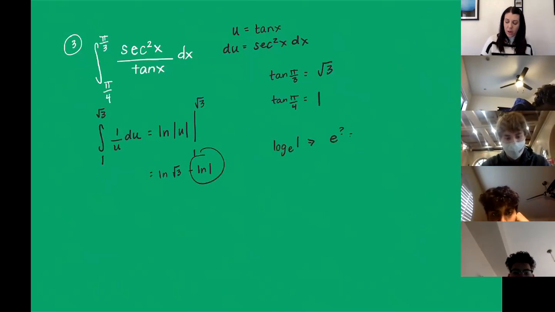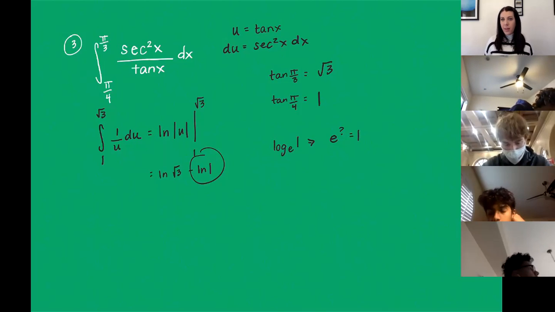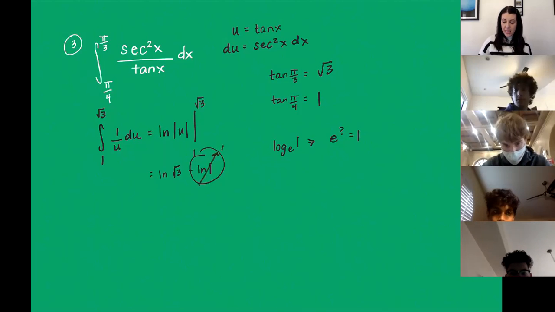because the question here, ln of 1, is really e to what power is equal to 1? That's really what the question is asking, right? Because ln of 1 just means log base e of 1. So we're saying e to what power equals 1. The only thing that could be is 0. So since that's 0, our final answer is ln of rad 3.